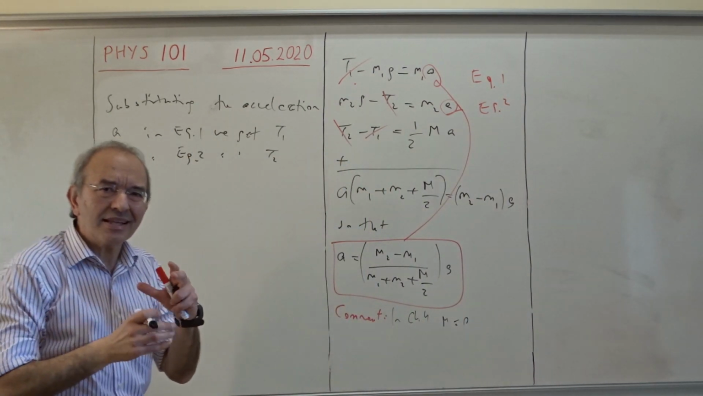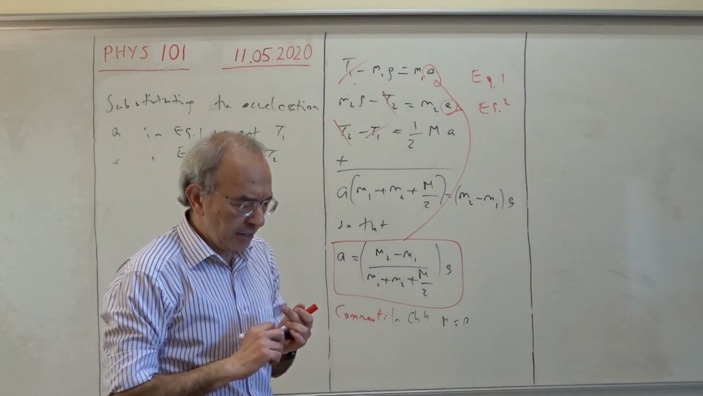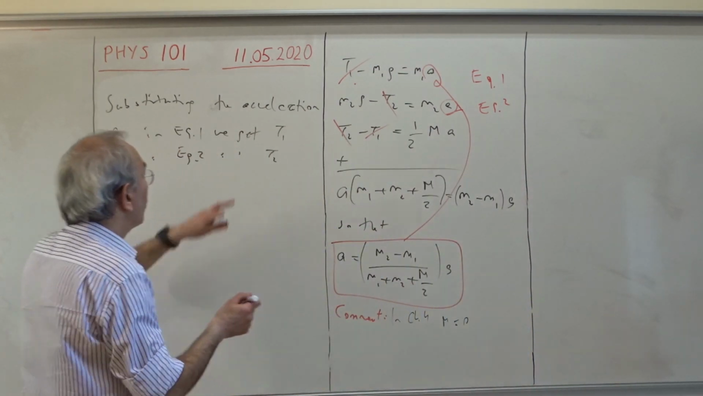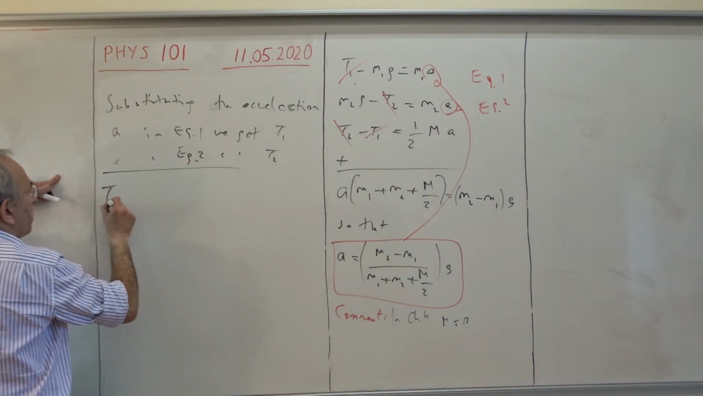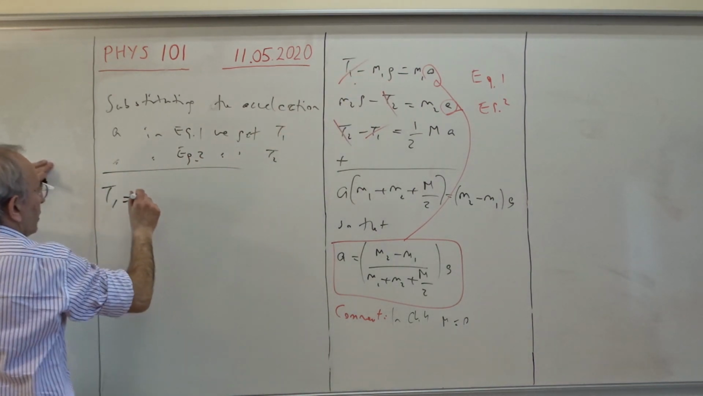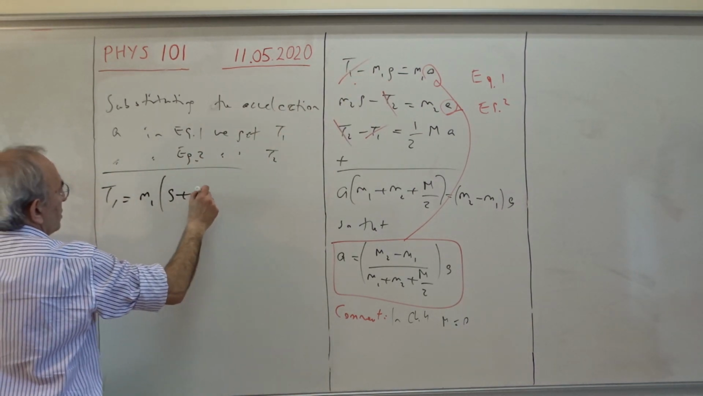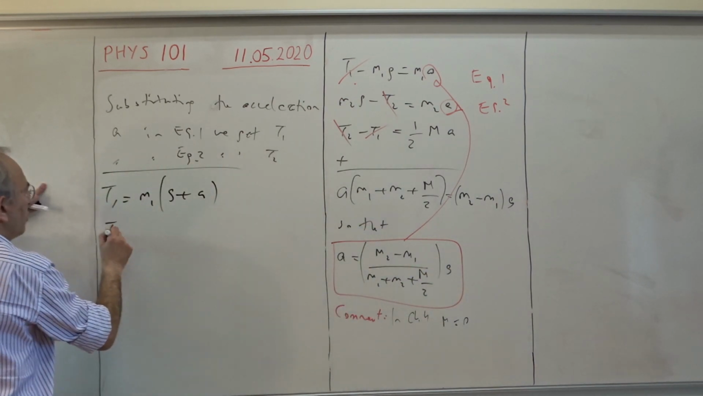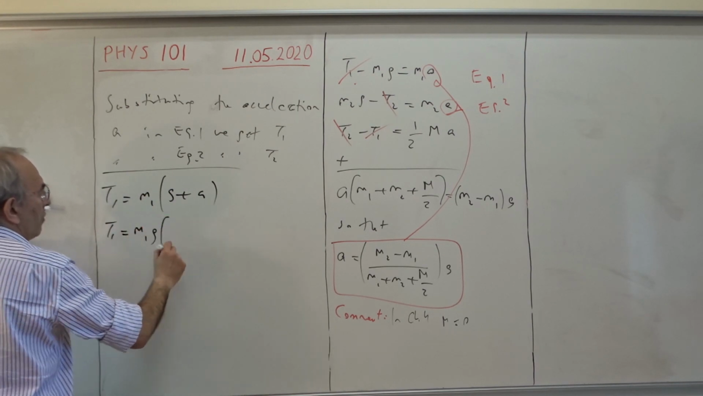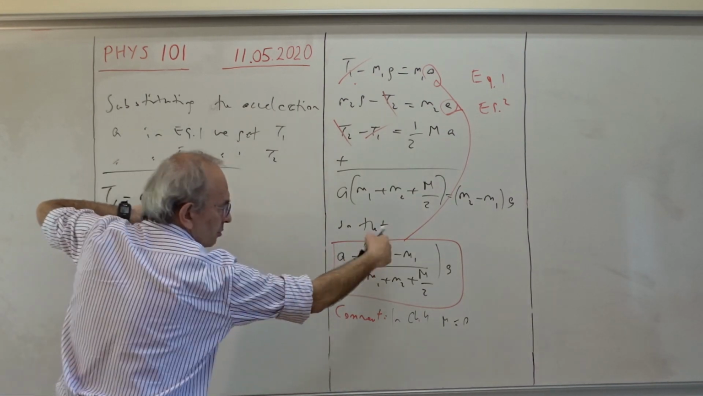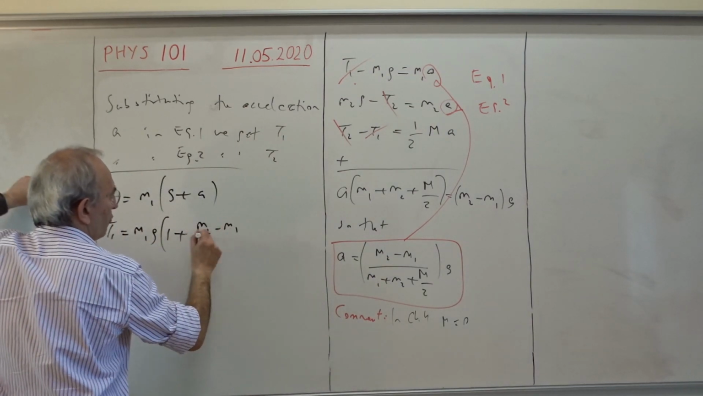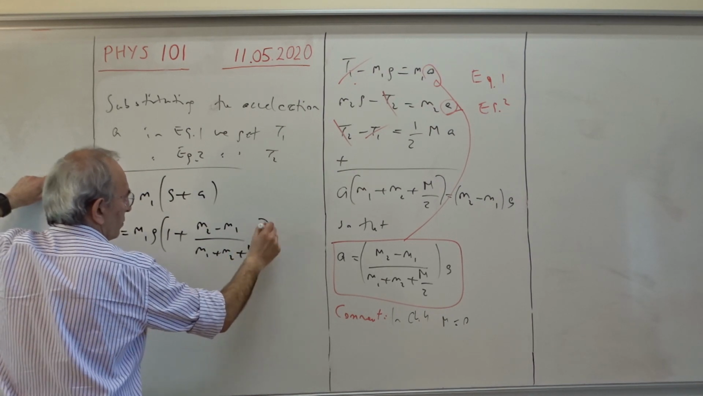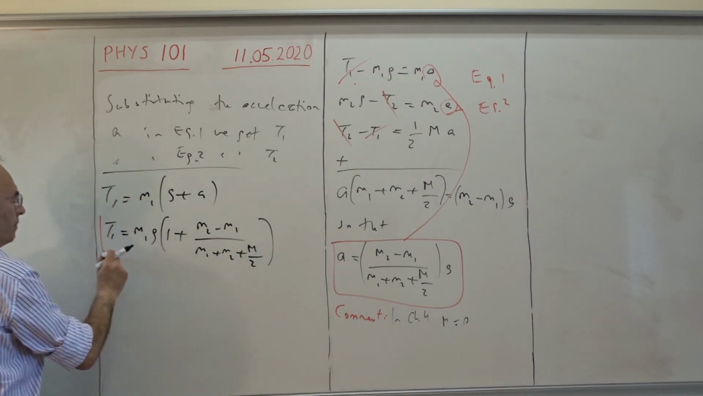The result will be a bit more complex, but it is not difficult to get. For instance, T1: let's take M1G to the other side, so it is M1 times (G plus A). Since A also contains a G, we can take it out, so that T1 will be M1G multiplied by 1 plus this part: (M2 minus M1) over (M1 plus M2 plus M over 2). So this is the result for T1.